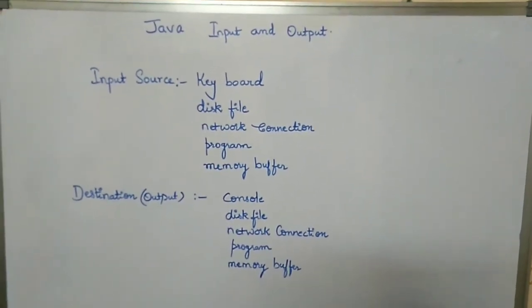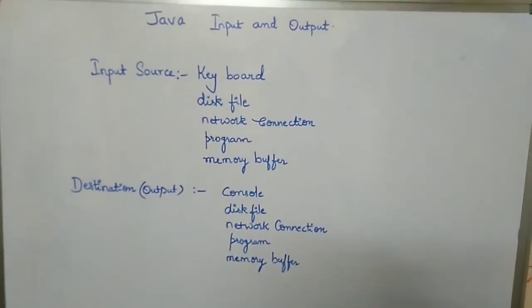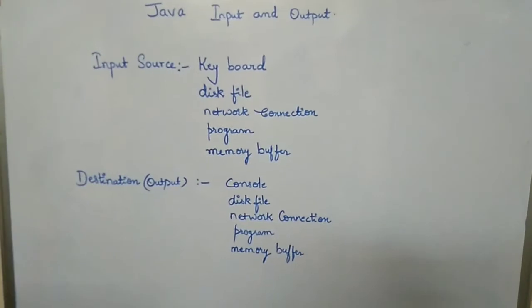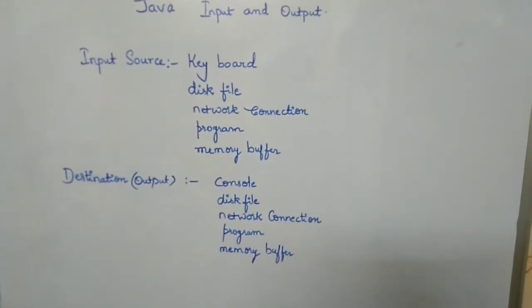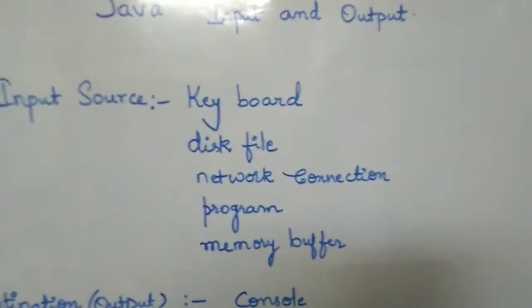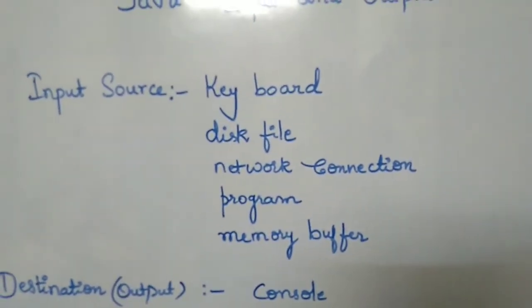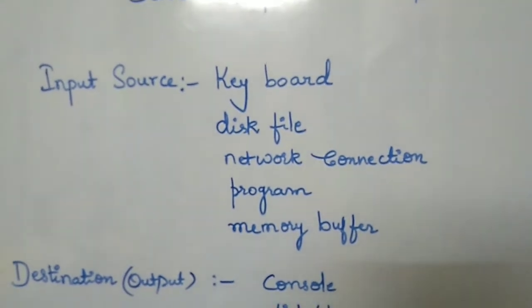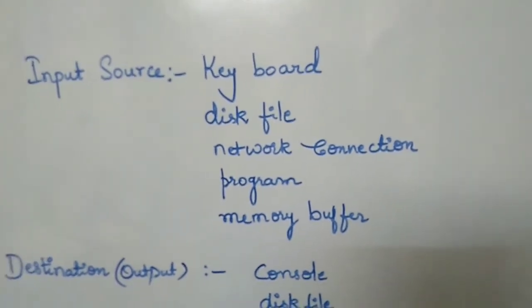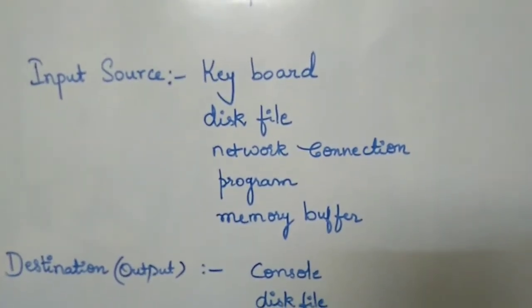Any program that we write cannot accomplish its goal without accessing external data. The data can be received from input sources, and the results of the program are sent to an output destination. These are some of the input sources. The first one is the keyboard. Through the keyboard the program receives text entry, and the program can also receive its information from a disk file. The input can also come from a network connection, from another program, or from a memory buffer.